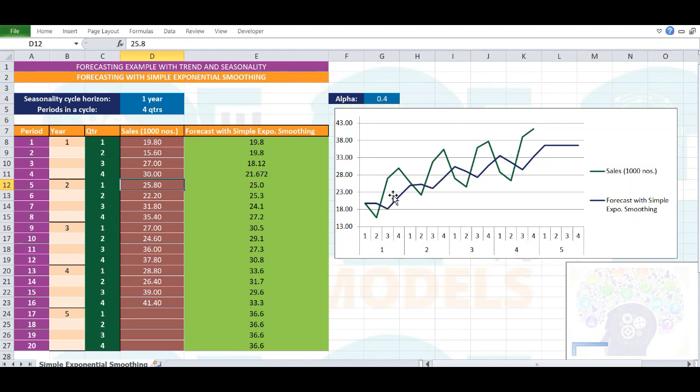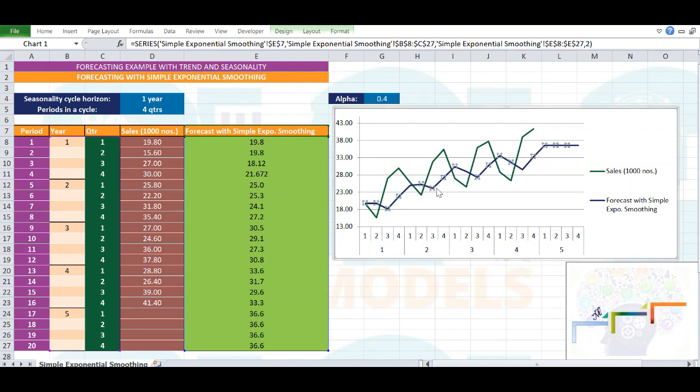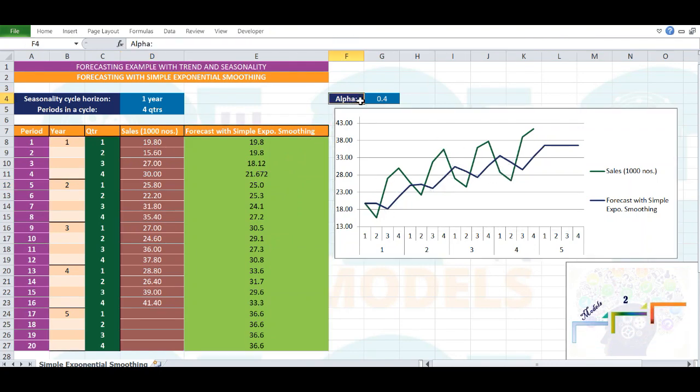Revisiting the model Simple Exponential Smoothing, we observe that the model is able to capture trend. Here, the value of A or alpha is 0.4. The forecast for the first time period is same as the demand for the first time period. The second month onwards, the forecasted value is calculated using the model.